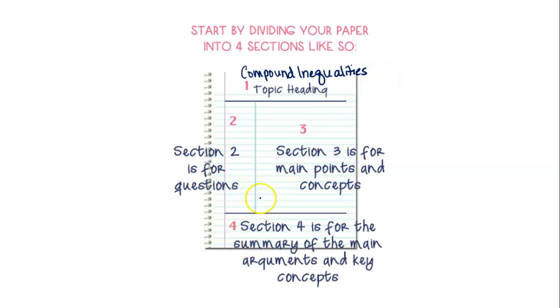Then at the bottom, I want you to go about 4 or 5 lines up from the bottom and draw a line straight across your paper and leave space at the bottom. This is where we're going to summarize main arguments and key concepts. And then I want you to go about 1.5 inches from that red line that goes down the side of your paper and draw another line down. This is where you're going to write any questions you have for me when I see you in class.